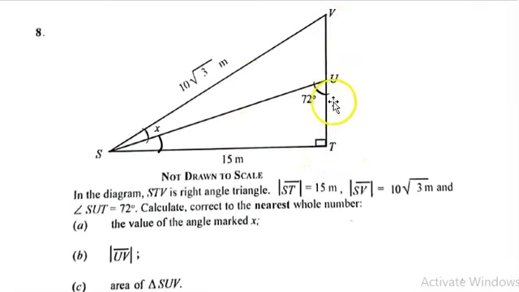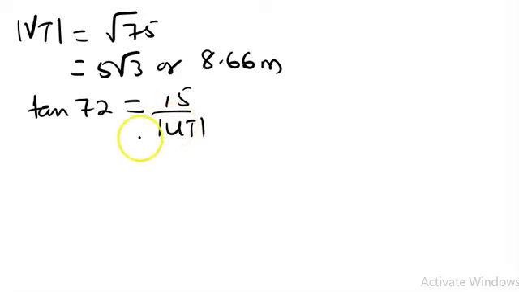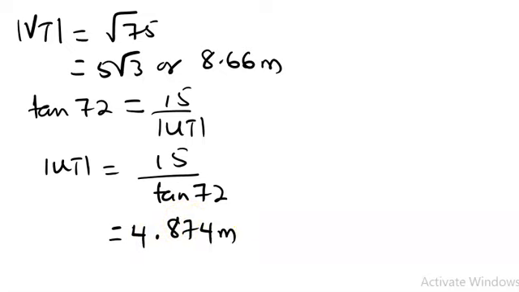Okay, knowing the value of this side, then we can find this side too. So let's go back. We know this is the acute angle, and this side is facing it, that is opposite, and then this is adjacent. So with opposite and adjacent, which of the ratios? I think tan will do. So we have tan 72 is equal to opposite, which is 15, over UT. Making UT the subject, we have 15 over tan 72. Now when we simplify, we are getting 4.874 meters.